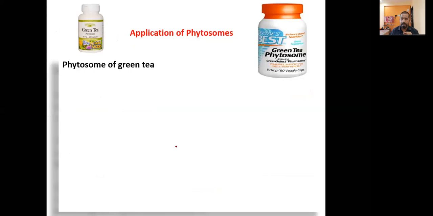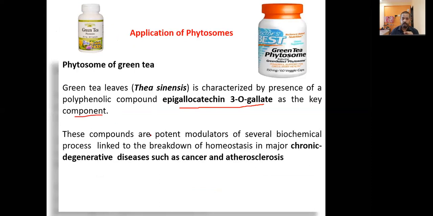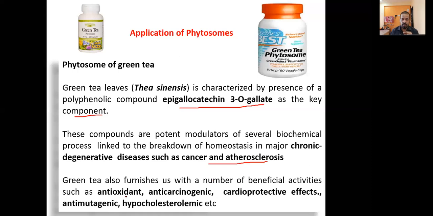Then phytosomes of green tea. Green tea is characterized by the presence of a polyphenolic compound, epigallocatechin 3-O-gallate, as the key component, and these compounds are potent modulators of several biochemical processes linked to the breakdown of homeostasis in major chronic degenerative diseases such as cancer and atherosclerosis. And it also shows antioxidant, anti-carcinogenic, cardioprotective, anti-mutagenic, and hypocholesterolemic action. Okay.